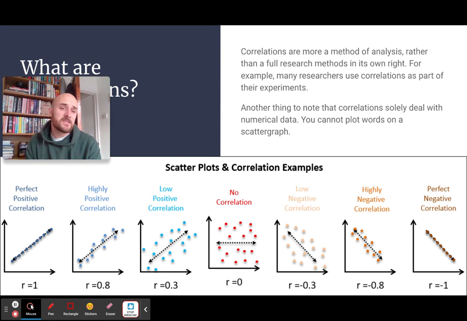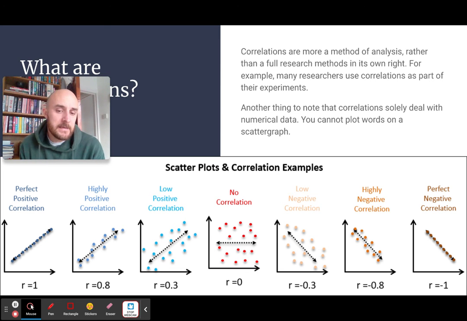Now, correlations, as the screen does say, are a method. Correlations are a method in their own right. They're more of a method of analysis, but you can just do a correlation. Though some people actually use correlations as part of their experiments, if that makes sense. So we saw this with observations. We saw this with self-reports. They're often incorporated into experiments.